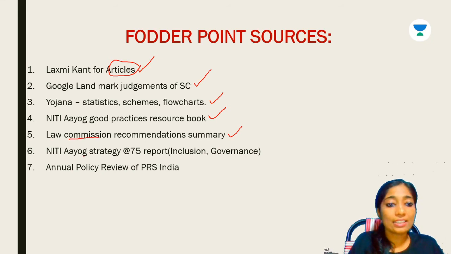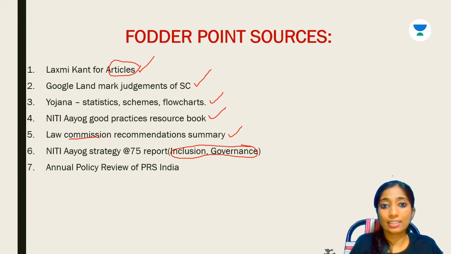And then again, Niti Aayog's New India at 75 report, the inclusion and governance chapters. These two chapters are very important. They have a lot of statistics, positives of schemes, negatives of schemes. Some graphical representations are also there. So you can very well refer to these chapters.